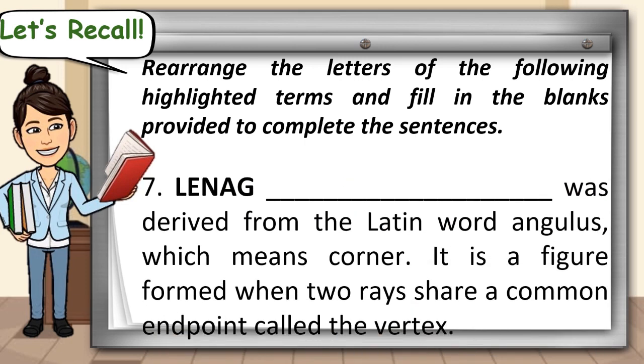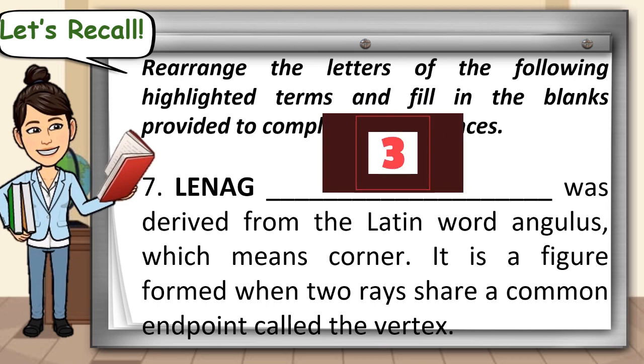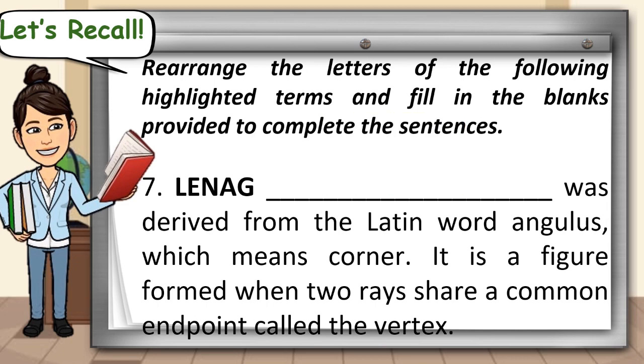Number 7. Blank was derived from the Latin word angulus, which means corner. It is a figure formed when two rays share a common endpoint called the vertex. You have 10 seconds to answer. The correct answer is angle.